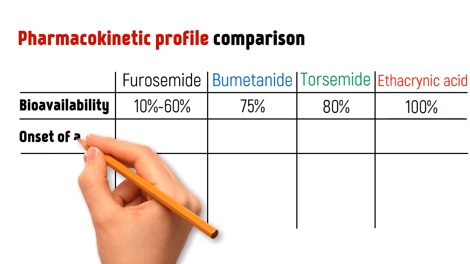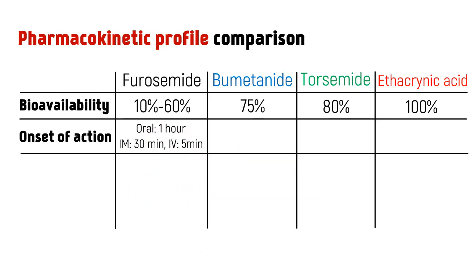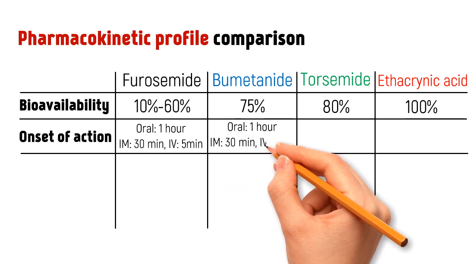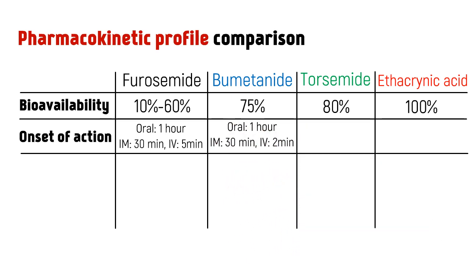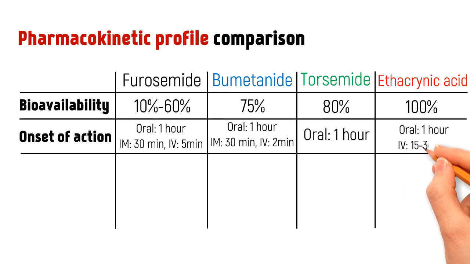Furosemide starts working about 1 hour after oral administration, 30 minutes after intramuscular injection, and within 5 minutes after intravenous injection. The same applies to bumetanide, except its IV onset is quicker, starting within 2 minutes. Torsemide, available only as oral tablets, begins to take effect after 1 hour. Lastly, ethacrynic acid has an onset of action of about 1 hour when taken orally and 15 to 30 minutes when administered via IV injection.